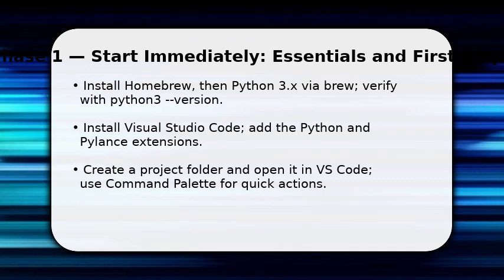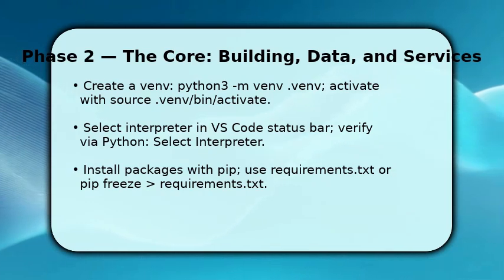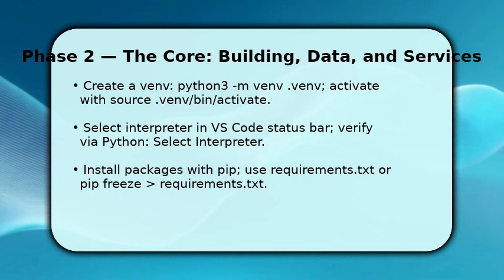You now configure an isolated environment to avoid dependency clashes. Create a virtual environment with python3 -m venv venv, and activate it using source venv/bin/activate, because pip installs must target the venv.